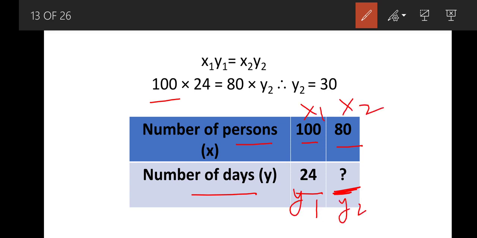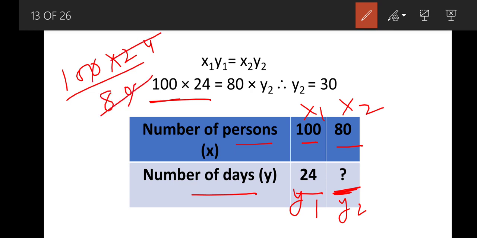So keep on putting the values. 100 into 24 is equal to 80 into y2. After solving, 100 into 24 divided by 80, you will be able to get the answer. 30 is the answer. So y2 is 30.